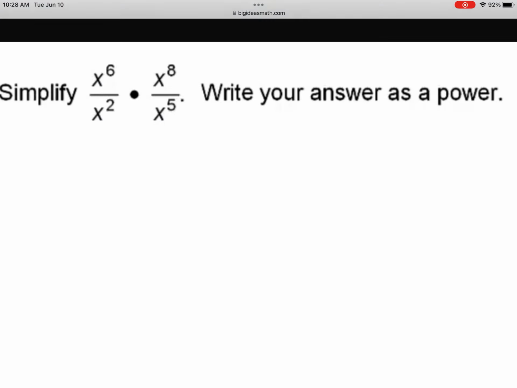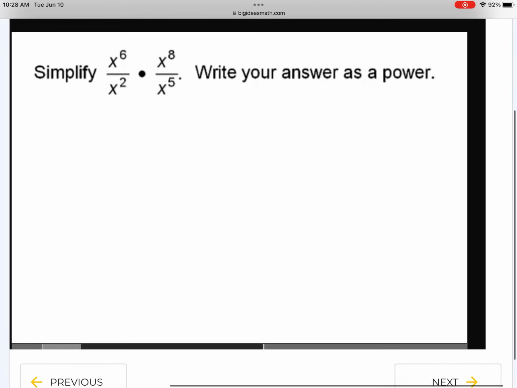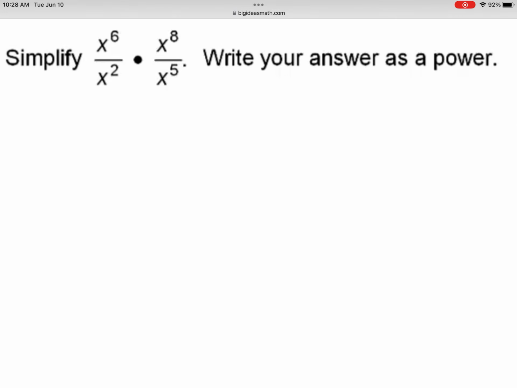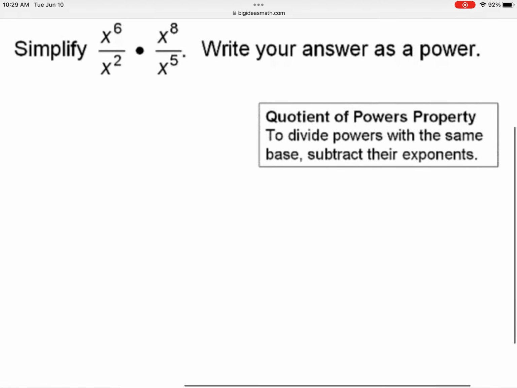Simplify x to the 6th divided by x squared times the quantity of x to the 8th divided by x to the 5th. Write your answer as a power. In this problem, you are multiplying two quotients. Notice that in each quotient, the powers have the same base, x. So, you can use the quotient of powers property to simplify each quotient. The quotient of powers property states that to divide powers with the same base, subtract their exponents.